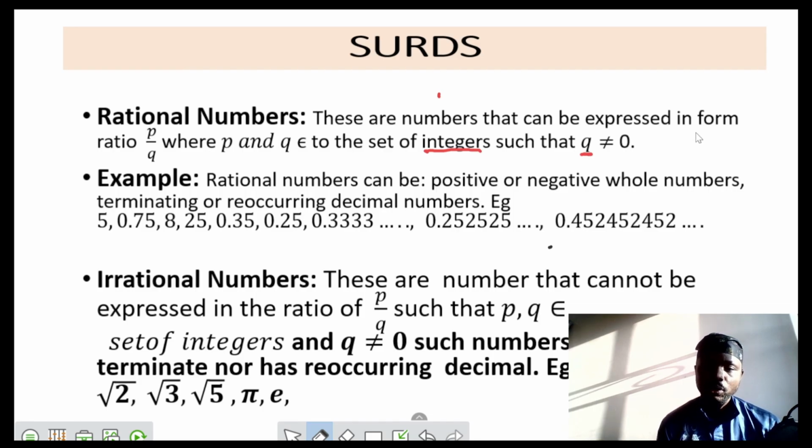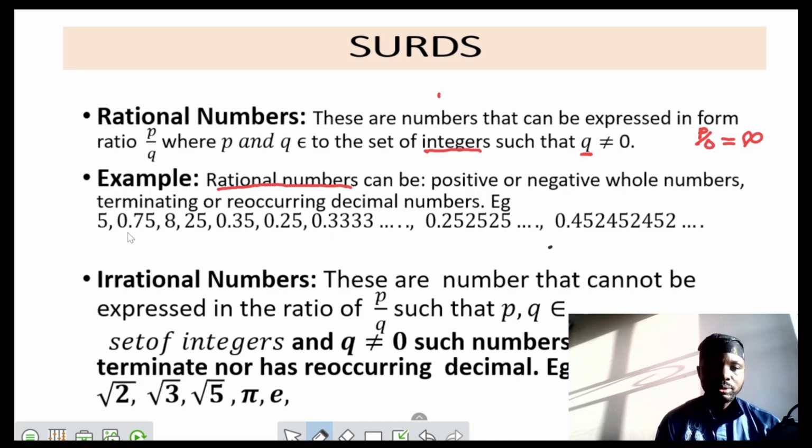Because if Q is equal to 0 and you have P over 0, it's going to give you infinity. That means it's undeterminable. So Q must not be equal to 0. Rational numbers are either positive or negative whole numbers, which are integers. Even if they are fractions, they are terminating decimal fractions, which means the digits of the decimal terminate, or they have recurring decimal numbers.